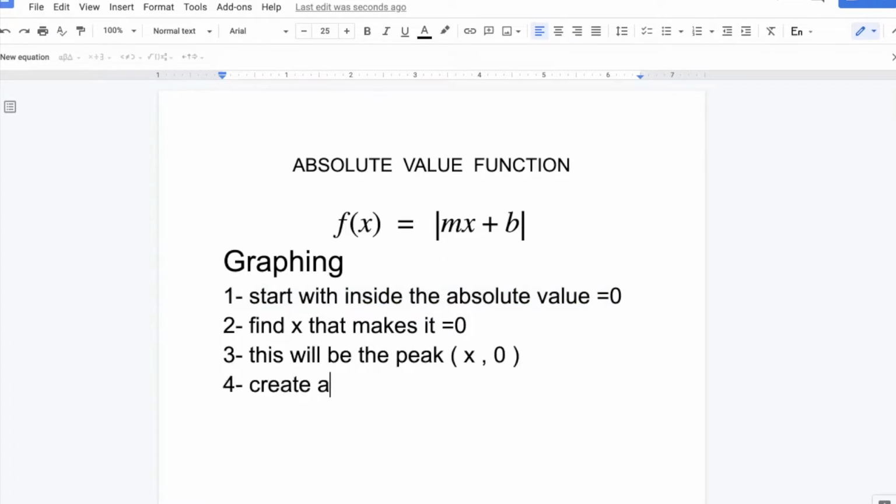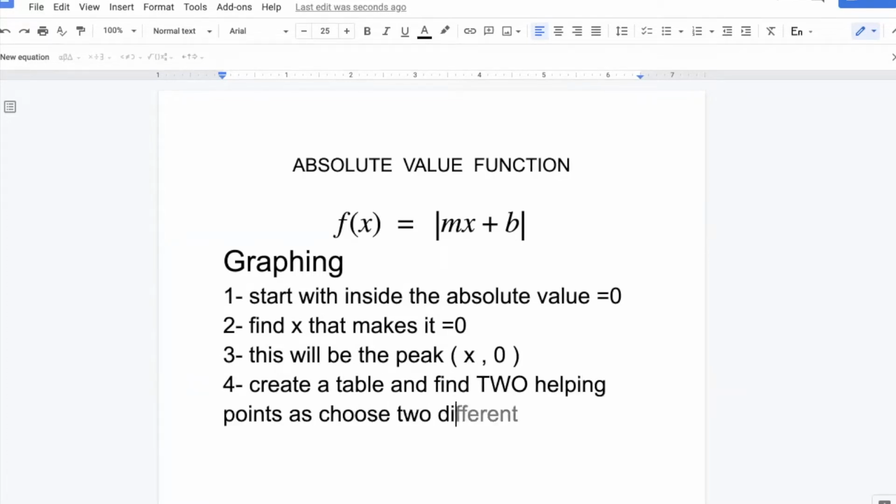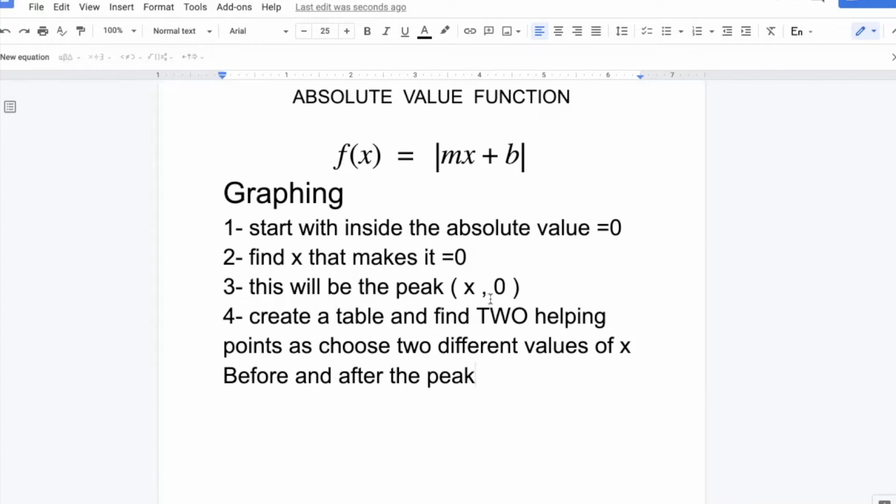Fourth step, create a table and find only two helping points, so choose two different values for x, before and after the peak. What does it mean? Yani, for example, if x is 3 here, you choose two different values for x. One is 2, one is 4. One before 3, one after 3. The last step is graph.